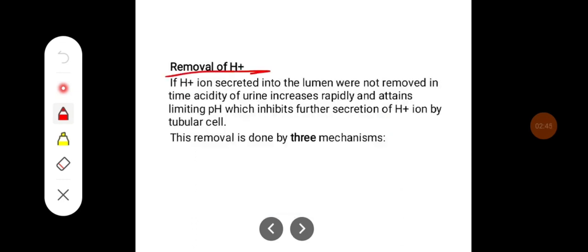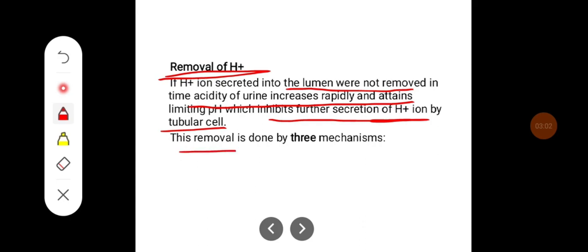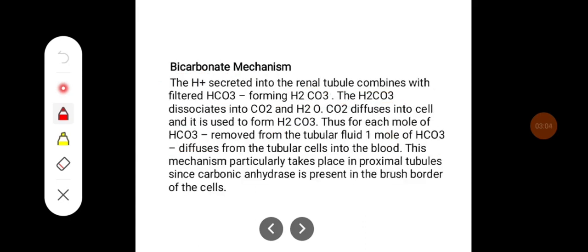Then, removal of H+ ions. If H+ ions secreted into the lumen were not removed in time, the acidity of the urine would increase rapidly and attain a limiting pH, which inhibits further secretion of H+ ions by tubular cells. And this removal is done by three mechanisms.